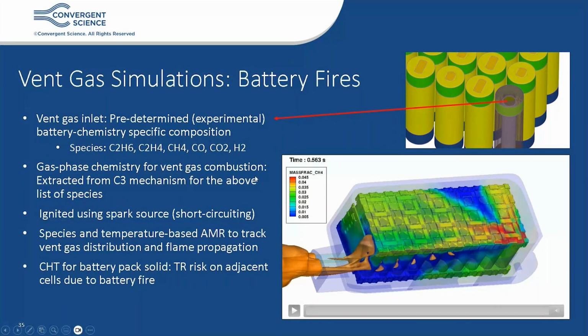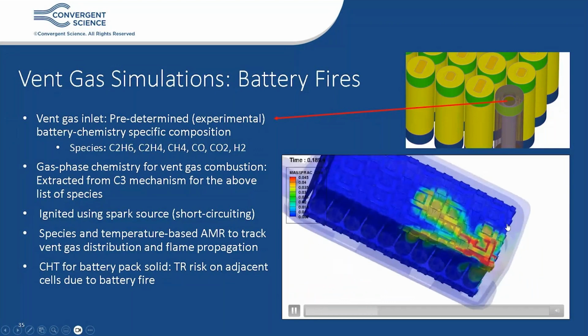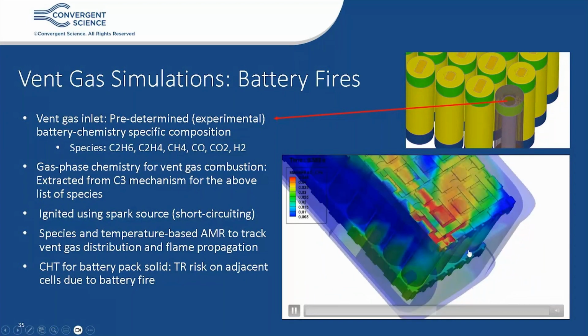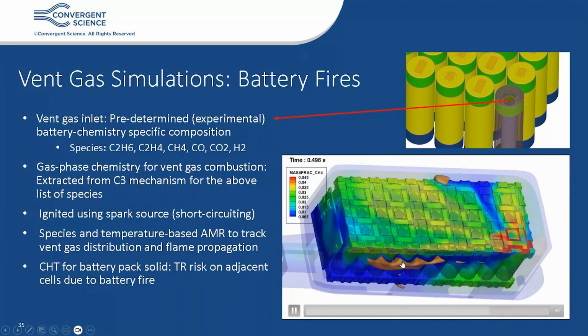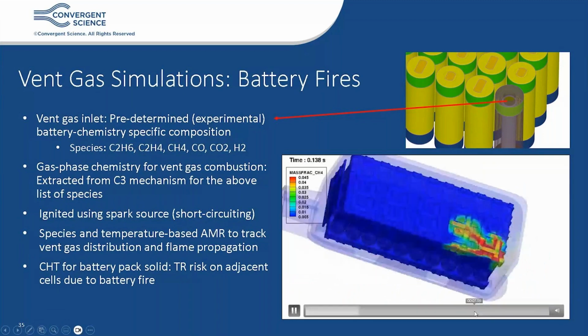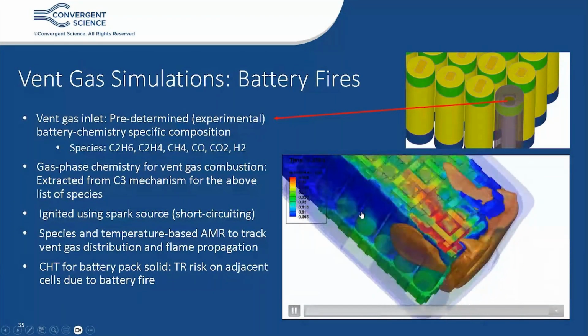But you can create a reduced mechanism using the few species at hand, shown here. So looking at these simulations, you get venting within the battery pack. You get initiation due to a spark event. And you see the gases only burn where the flammability conditions are ideal. And most of the burn is actually occurring outside the pack due to the fresh availability of oxygen.